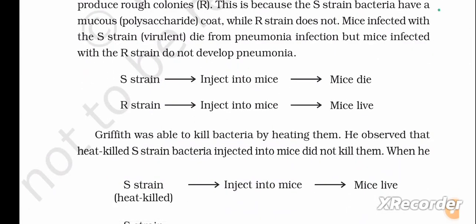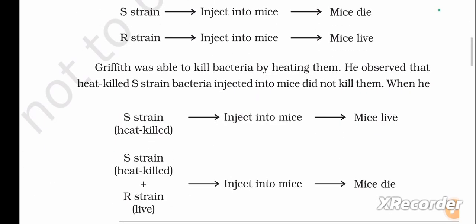S strain, when injected into mice, the mice will die. R strain, when injected into the mice, the mice will live. Griffith was able to kill bacteria by heating them. He observed that heat killed S strain bacteria injected into mice did not kill them.